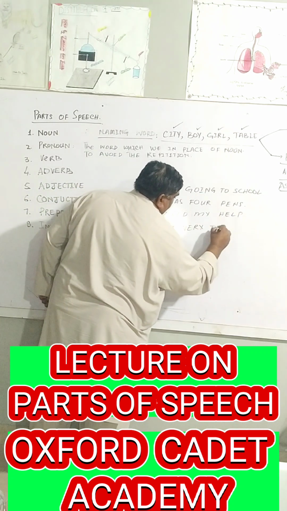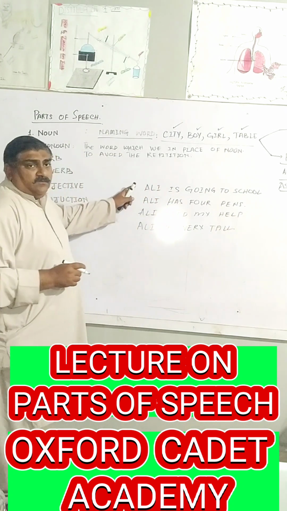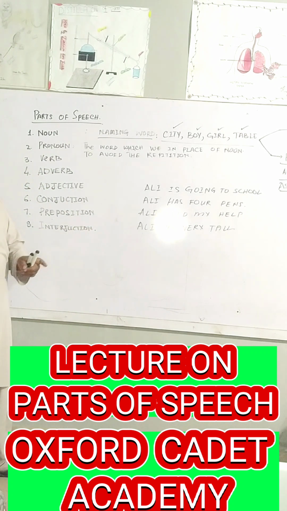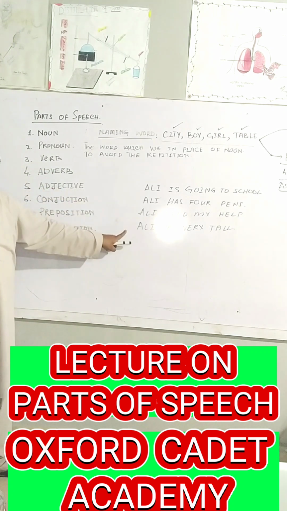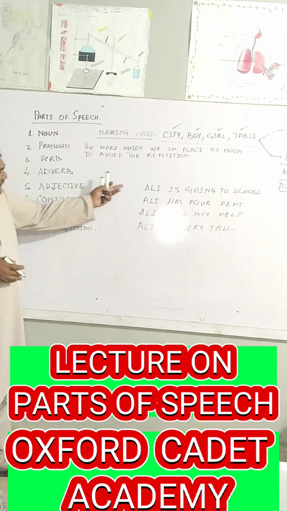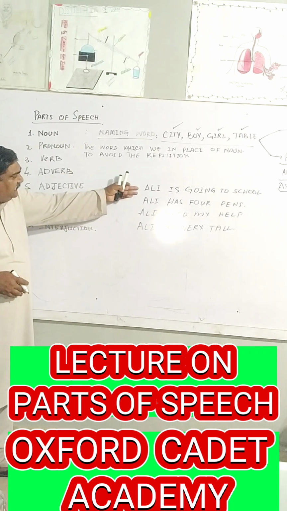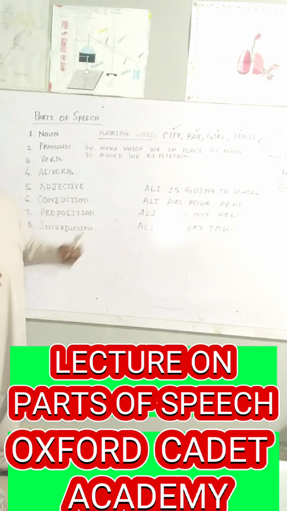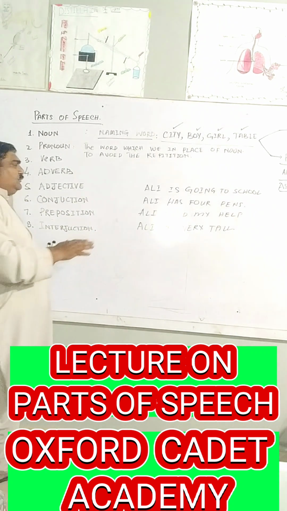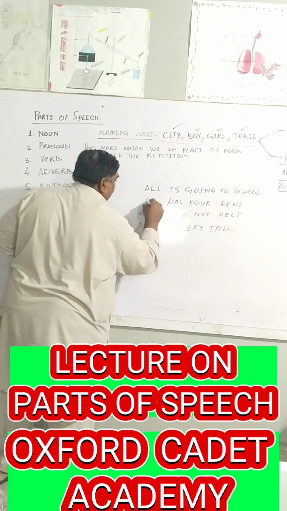Ali is very tall. I have written 4 sentences about Ali. Now, there is a repetition of noun. You can see that in 4 sentences I have written Ali 4 times. So to avoid the repetition, I use he.